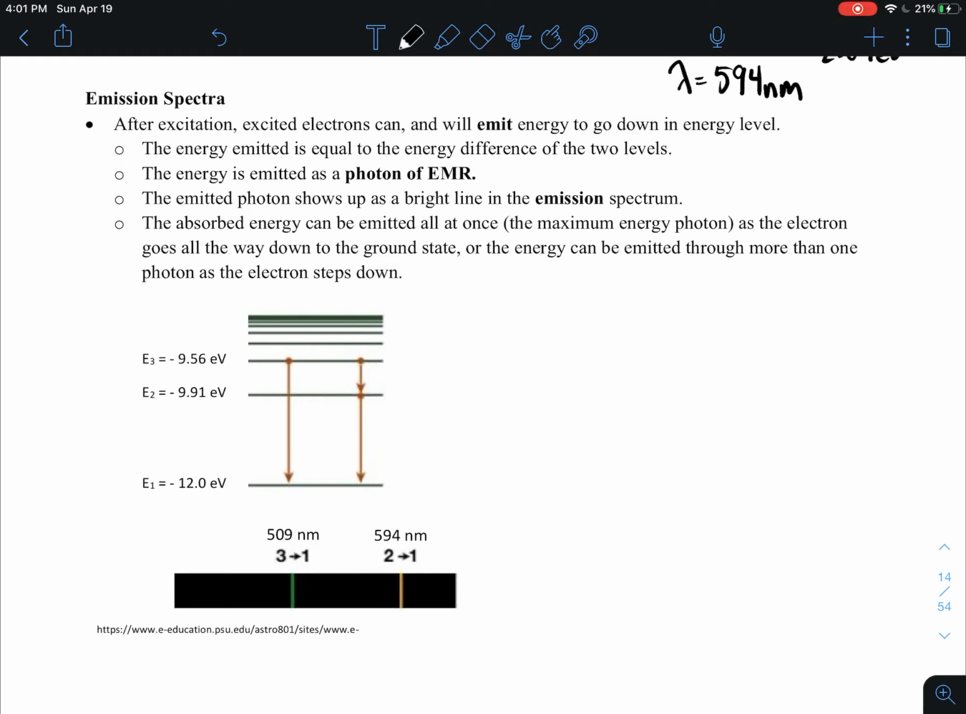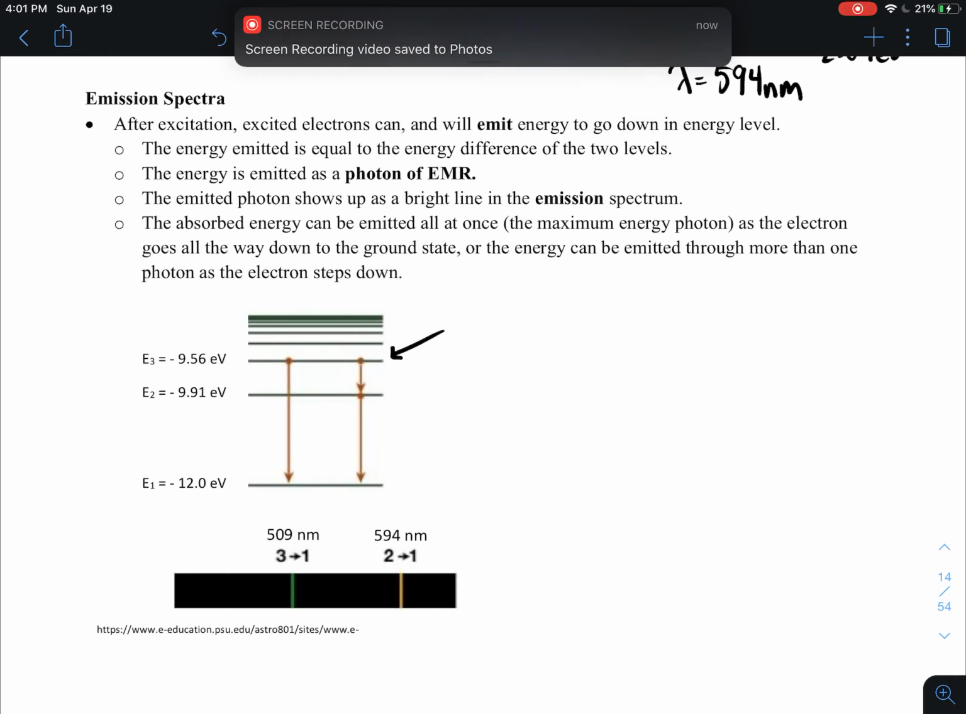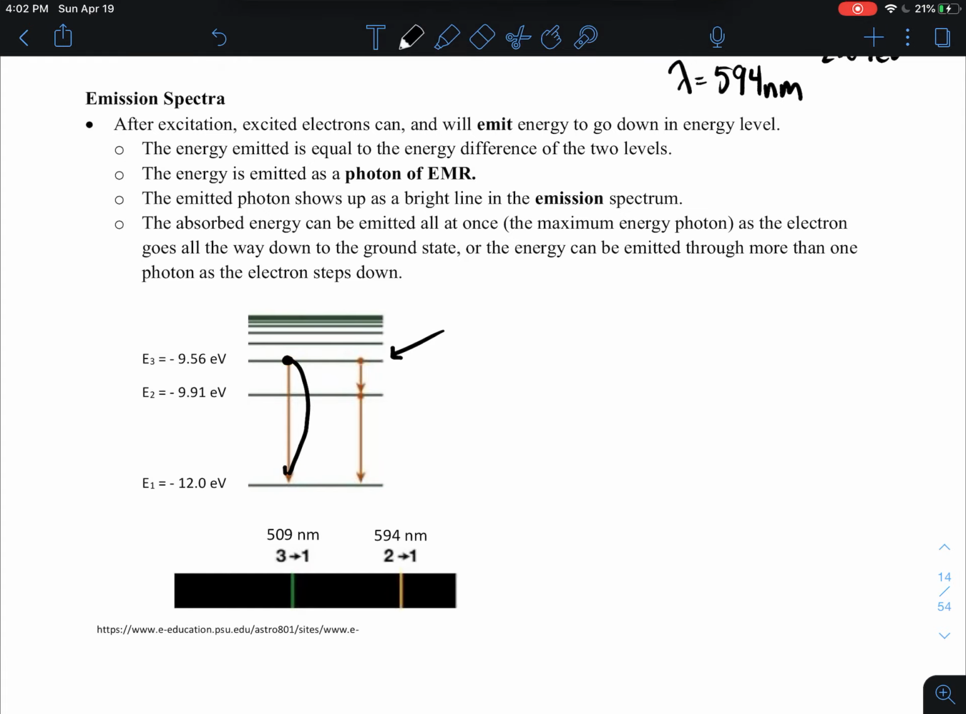Absorbed energy can be emitted all at once, the maximum energy of the photon, as the electron goes all the way down to the ground state, or the energy can be emitted in more than one photon along the way down. If you have an electron at energy level 3, look at the two different arrow paths the electron could take. It could make a giant jump down from E3 all the way down to E1, and in that case we'd use the energy difference between those values. But that's not always the case.